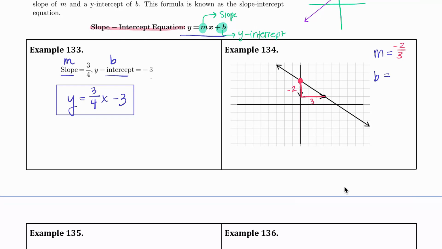Okay, now for the y-intercept, we actually already have that marked right here. That's where it crosses the y-axis. We're going to count from our origin, it crosses at +1, +2, +3. So we know our m is -2/3 and our b is +3. So when we write our equation, y equals -2/3 x plus 3.